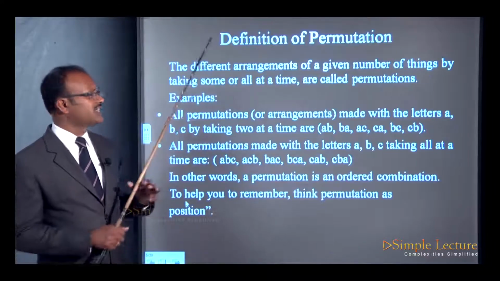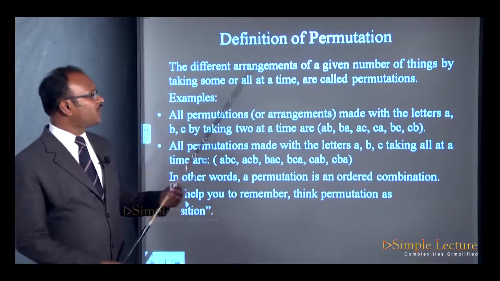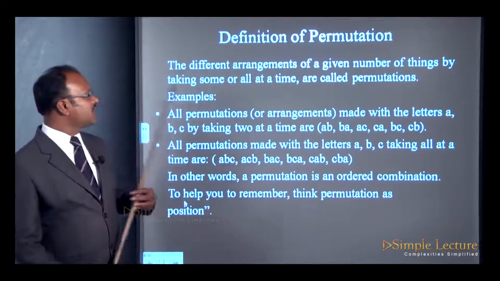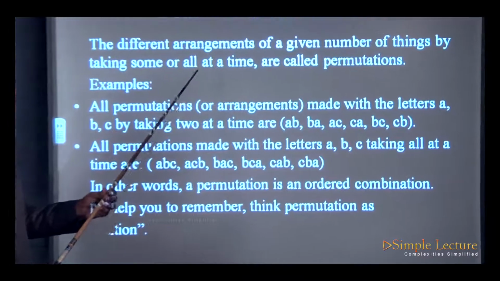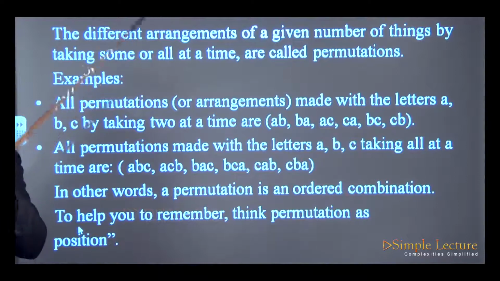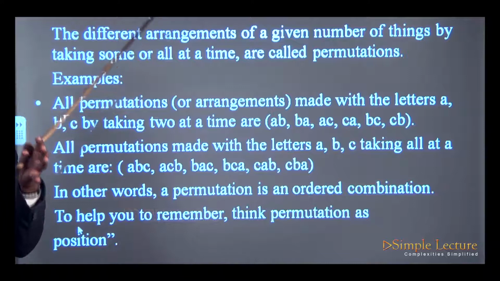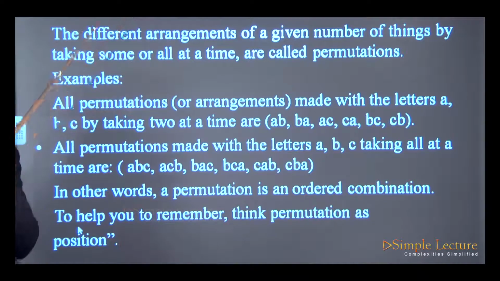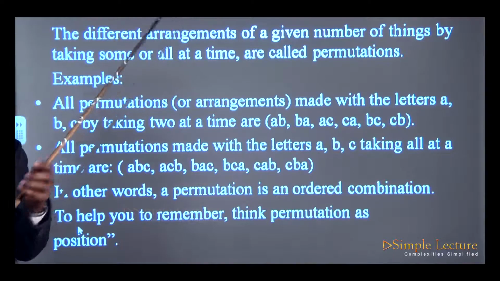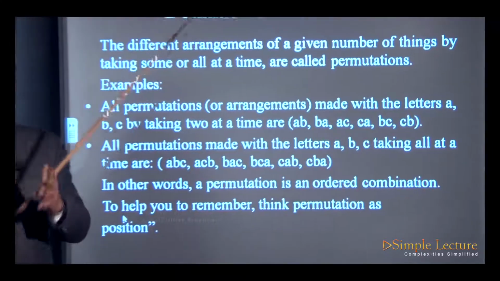So, let us define what a permutation is. The different arrangements of a given number of things by taking some or all at a time are called permutations. So, the different arrangements of n things, that is totally n things, by taking r things at a time, we call it a permutation.